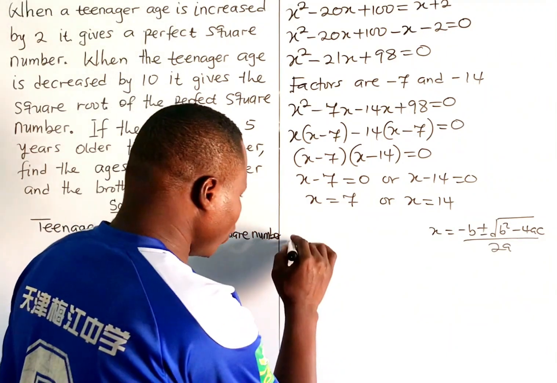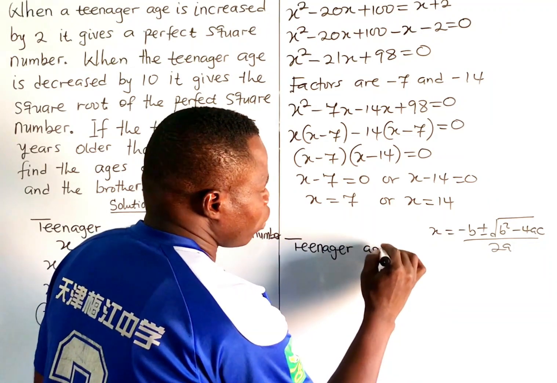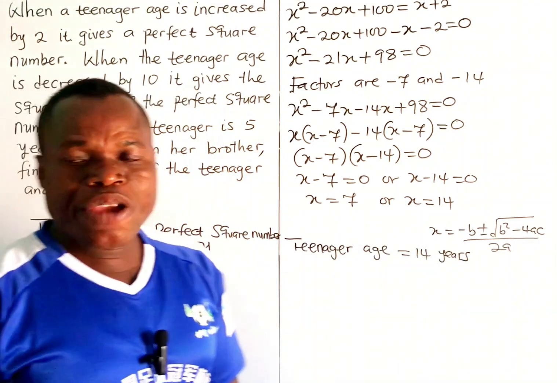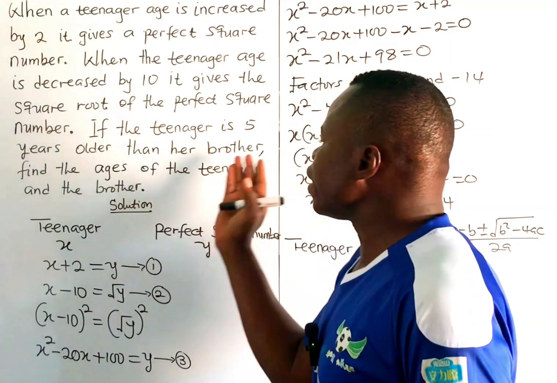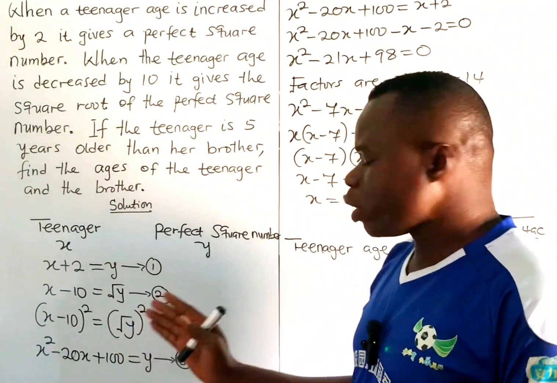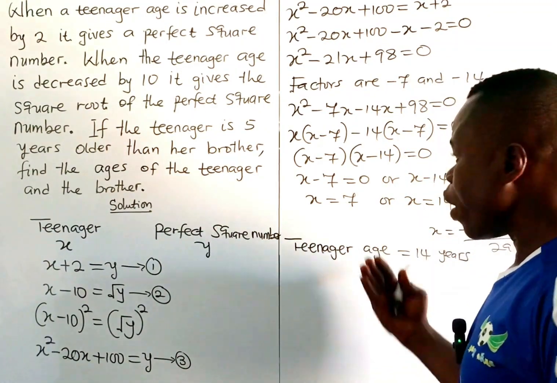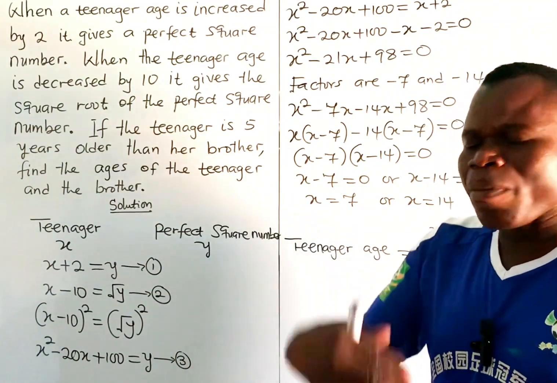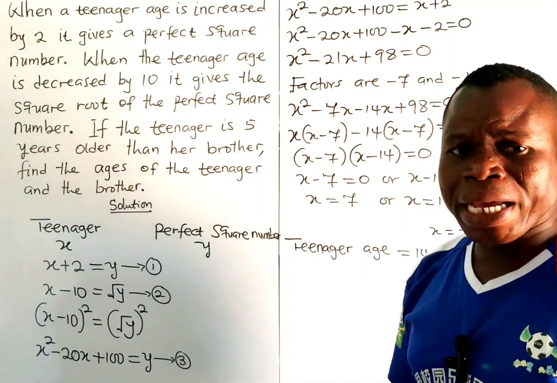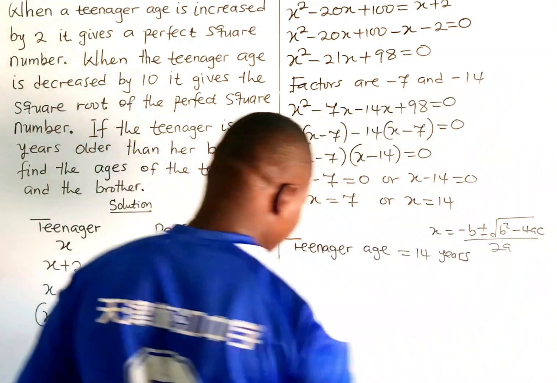That means that teenager age is equal to 14 years. And if you read the question to the last part, they said that if the teenager is 5 years older than her brother, find the ages of the teenager and the brother. So we have been able to get the teenager age to be 14. It's now left with the brother. But from the information given, they are saying that the teenager is 5 years older than her brother. So to get the brother's age, you have to subtract 5 from 14, and that will give us the age of the brother.